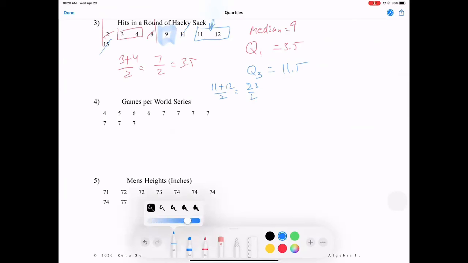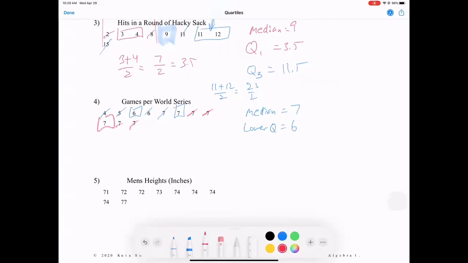So let's find a median. Our median is 7, which isn't a big deal. To find our lower quartile and upper quartile, remember we don't use the median, we don't count that. So to find my lower quartile, it's going to be 6. Our upper quartile is going to be 7.